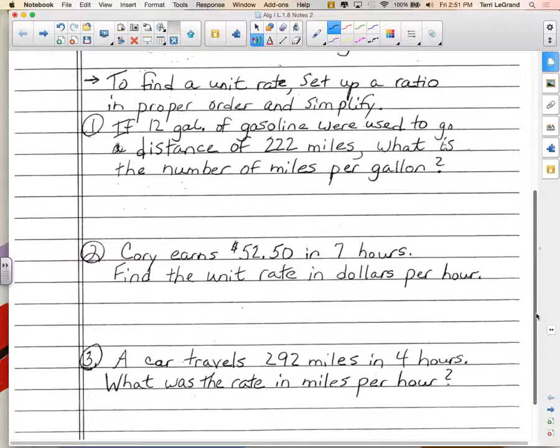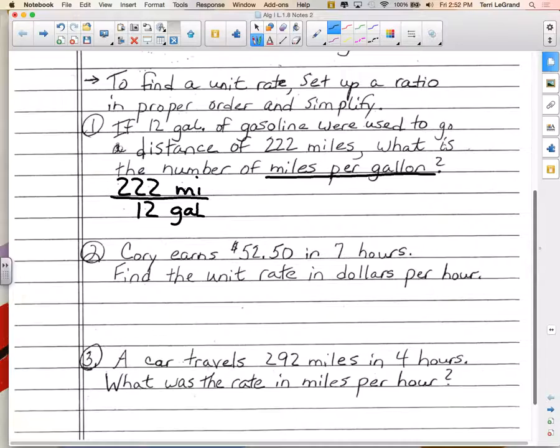If 12 gallons of gasoline were used for a distance of 222 miles, what is the number of miles per gallon? This is telling us right here the order we should set our ratio up in, isn't it? What should be upstairs? The 222, and we're going to use labels. MI is the abbreviation for miles. Can't use M. What does M stand for? Meters. And miles per gallon, how many gallons of gasoline? They used 12 gallons. I think you can just get away with just a G for gallons now. I grew up using GAL, so I still do.